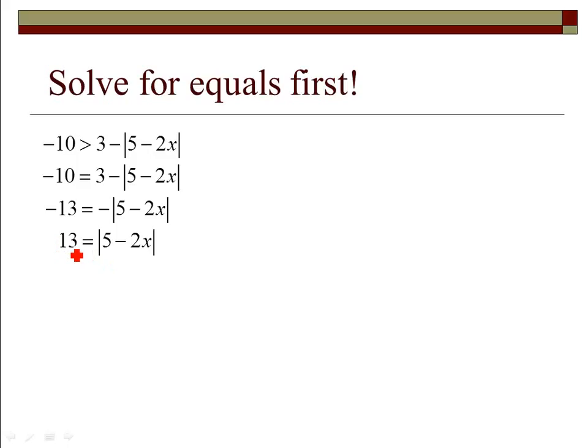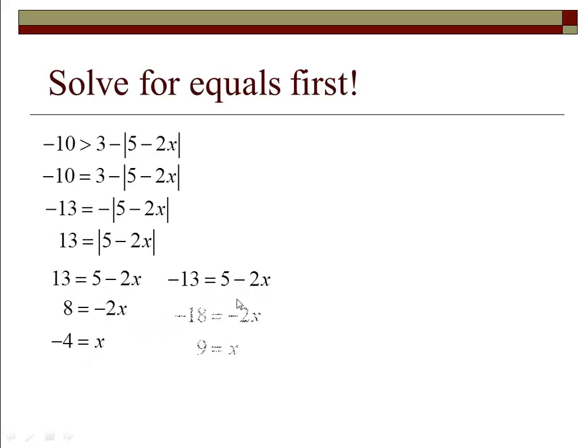So now I'm going to do my two cases. To get 13 out of an absolute value, either the inside of this equals 13 or the inside of this equals -13. So those are my two choices. Now I'm going to solve each of these individually. I'll subtract 5, that gives me 8, divide by -2, and that gives me -4. Subtract 5, you get -18, divide by -2, I'll get +9.